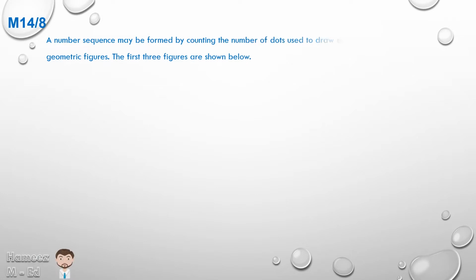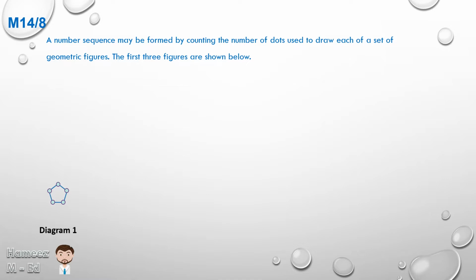May 2014, number 8. A number sequence may be formed by counting the number of dots used to draw each of a set of geometric figures. The first 3 figures are shown below. So let's look at diagram 1. We can see it's a 5-sided shape, which means it's a pentagon, and at each corner there is a dot, which means that for the 5 sides there are 5 dots.